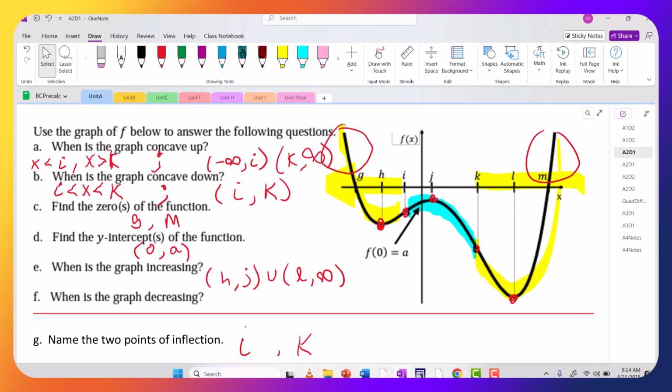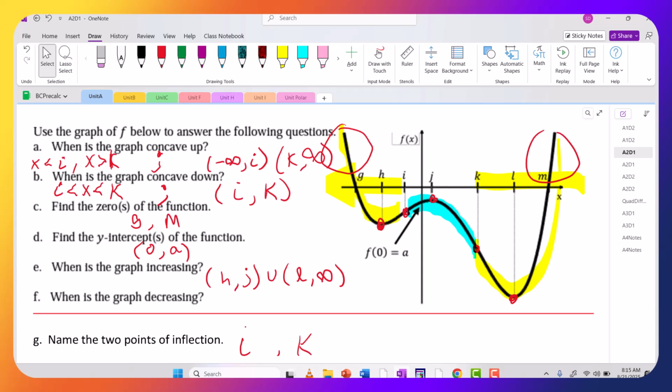The points of inflection are located at, these are all x-axis values, G, H, I, J, K, L, and M. Those are x values. Those are the inputs. What are we getting at the outputs? Well, I and K, those outputs represent where the bowls change. So those are called points of inflection. That's where the concavity is different.